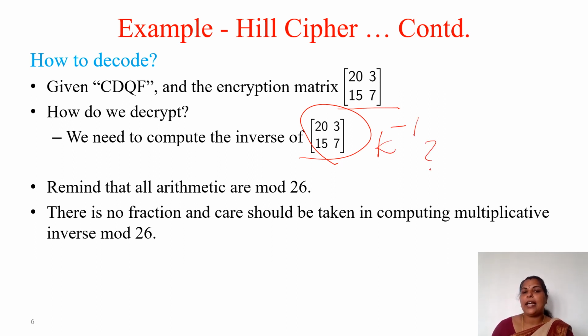We have to remember that all arithmetic is mod 26. Whatever value we have, we have to convert it to mod 26. That is very, very important. There is no fraction, and care should be taken in computing the multiplicative inverse mod 26. Here also we have to compute the multiplicative inverse. Fractions are not allowed. So keep these two points in mind while performing decryption in Hill cipher.